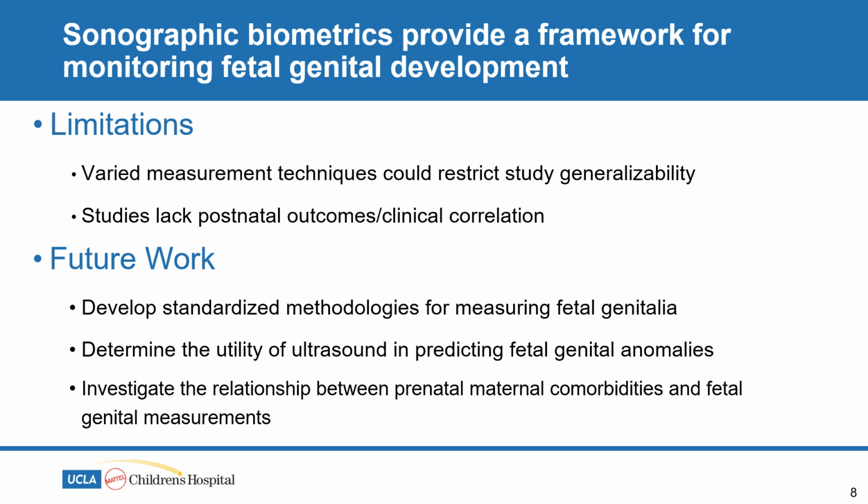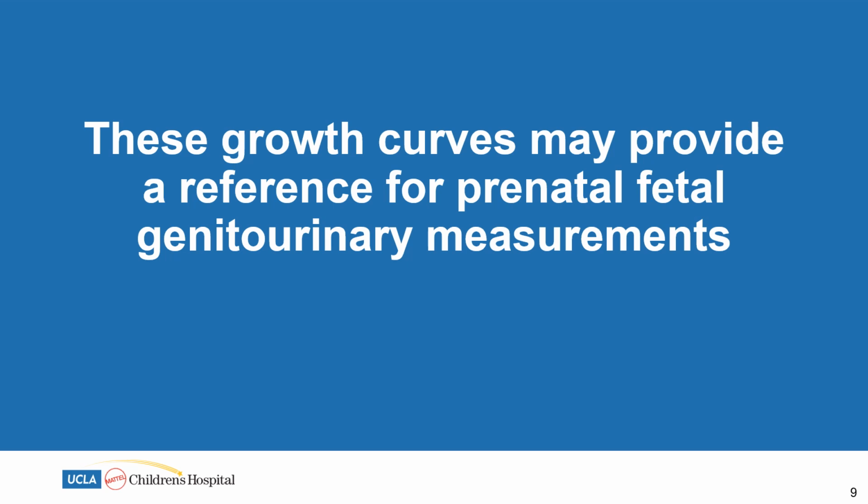Future work in this space includes the importance to develop standardized methodologies for measuring fetal genitalia, importance to determine the utility of ultrasound predicting fetal genital anomalies. It's also important to investigate the relationship between prenatal maternal comorbidities and fetal genital measurements. One of the key takeaways from this study is that we hope that these growth curves may provide a reference for prenatal fetal genitourinary measurements, and we hope this will be the first comprehensive review that can be accessed for pediatric urologists and maternal fetal medicine experts in their clinical practice.